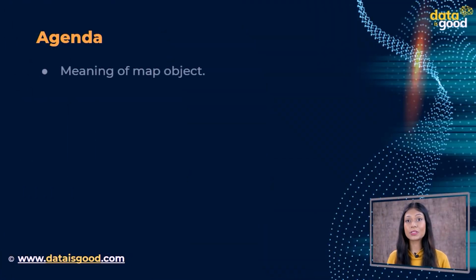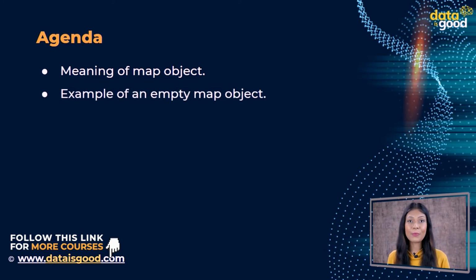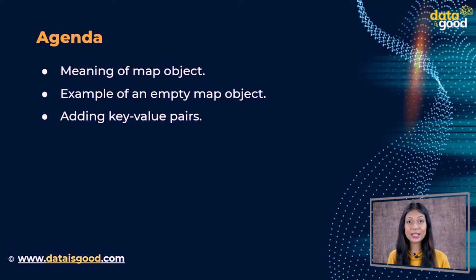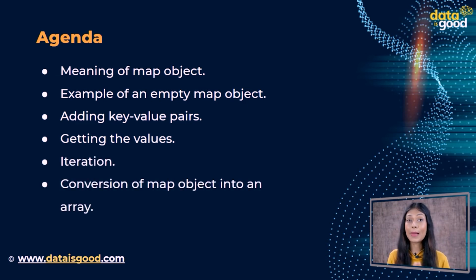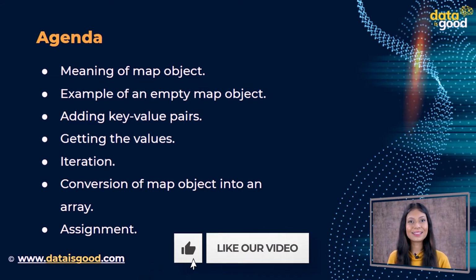First, we will see what a map object is, then an example of an empty map object. Then we will see how to add key value pairs in the object. After that, getting the values from the map object. We will see ways to iterate through the map object and then how to convert a map object to an array. And at the end, there is an assignment for you guys as usual. So without wasting any more time, let us get started.